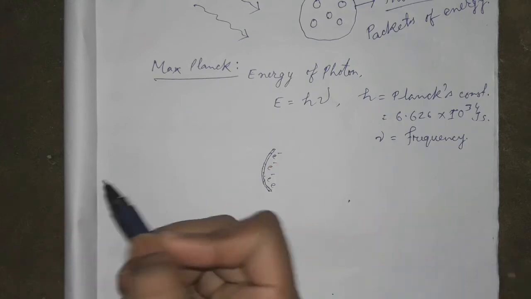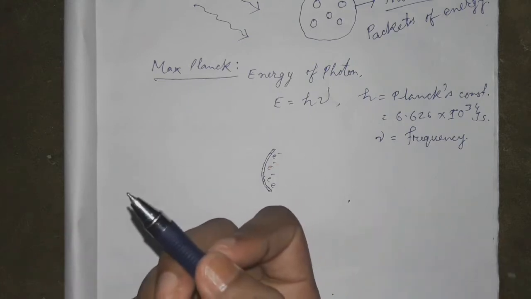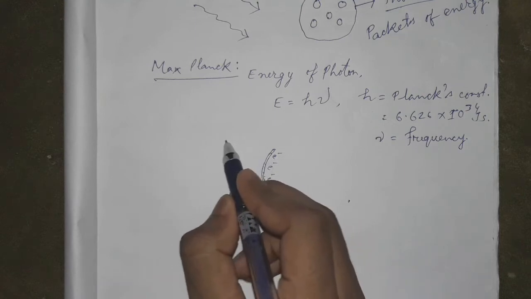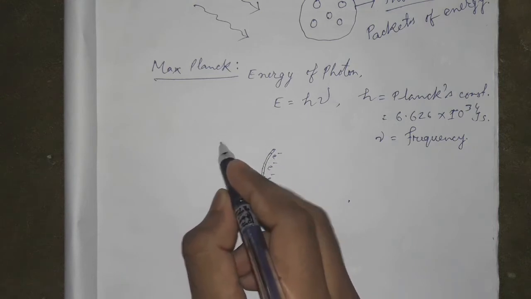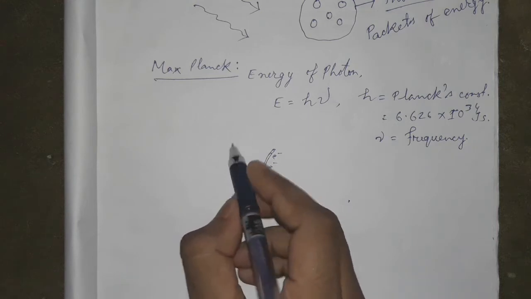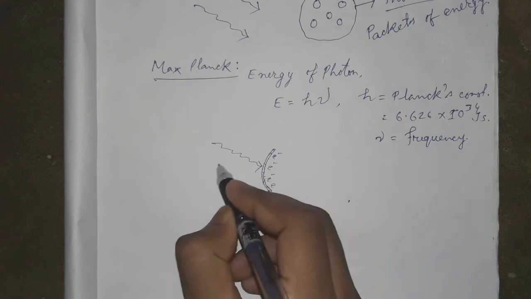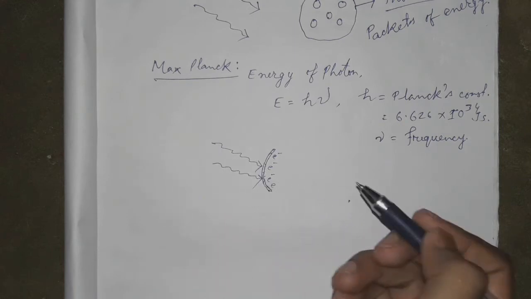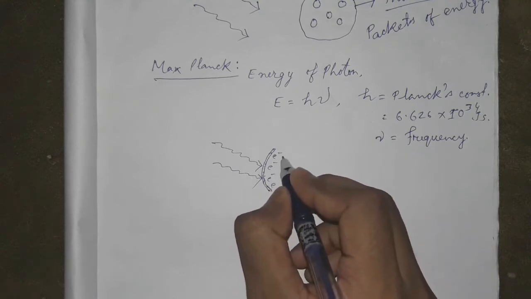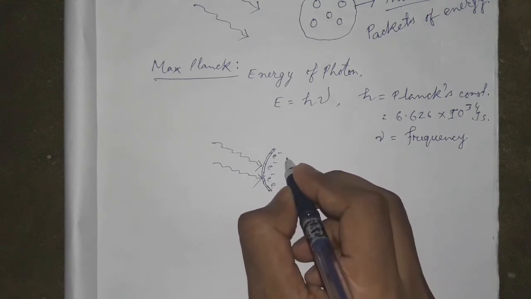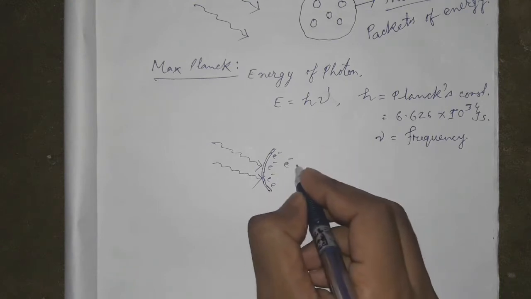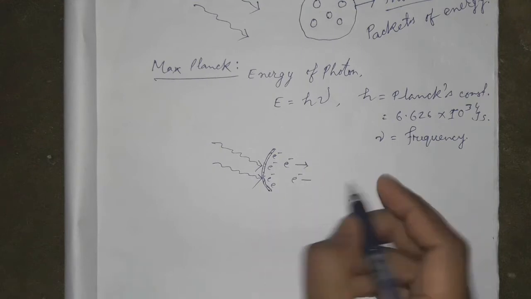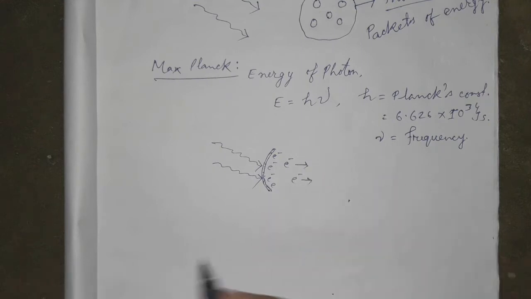The scientist J.J. Thomson, during his experiment, observed that when light with a certain frequency is allowed to be incident on this metallic plate, the free electrons get separated, or they are ejected from this metallic sheet. These electrons just get removed. So this is simply the photoelectric effect.